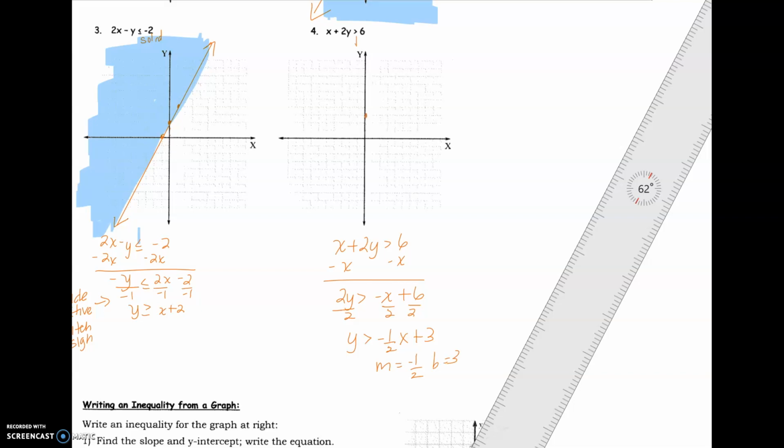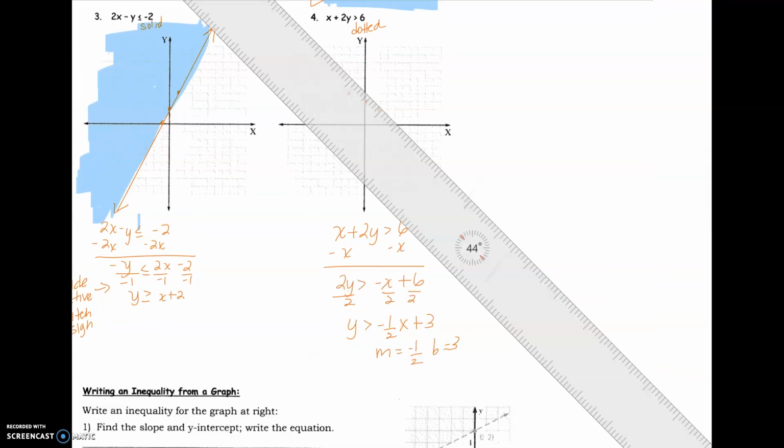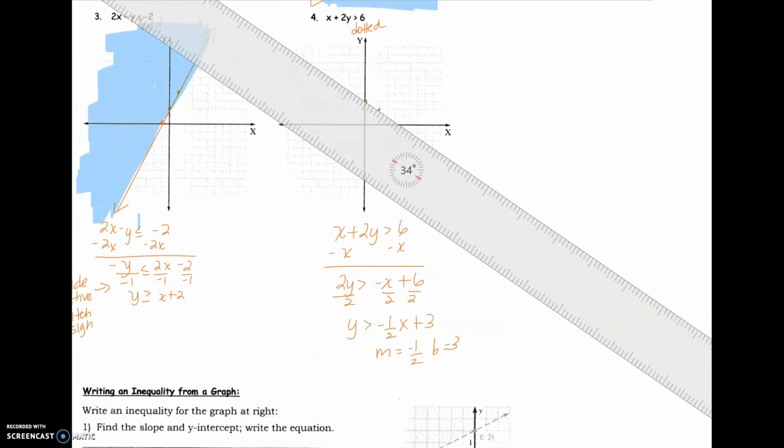This is going to be a dotted line because it's just greater than. And from there, I'm going to go down 1 over 2. I can go up 1 over 2. And I'm going to make my line.